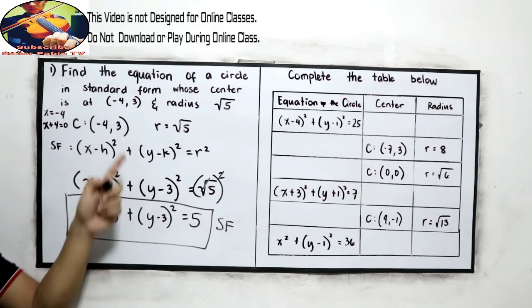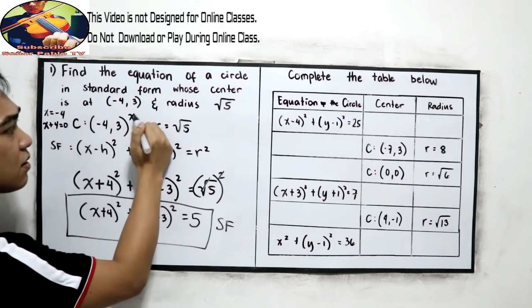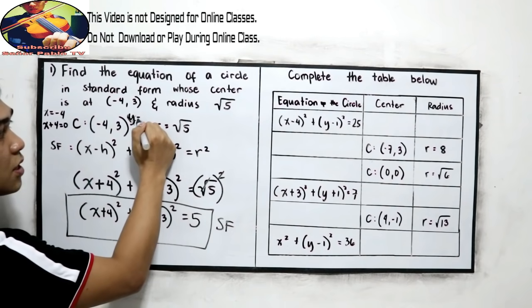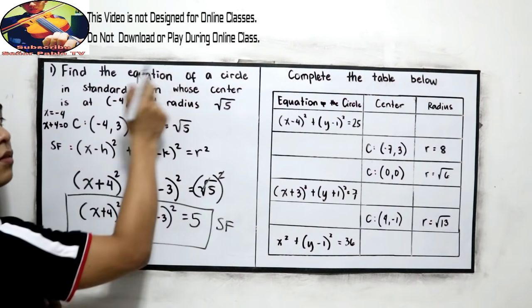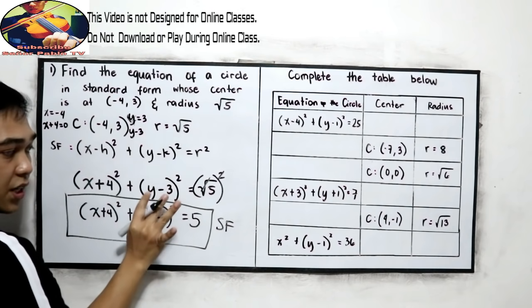And sir, why will positive 3 become negative 3? Because y is equal to 3, move it to the left side, y minus 3. Y minus 3, y minus 3.